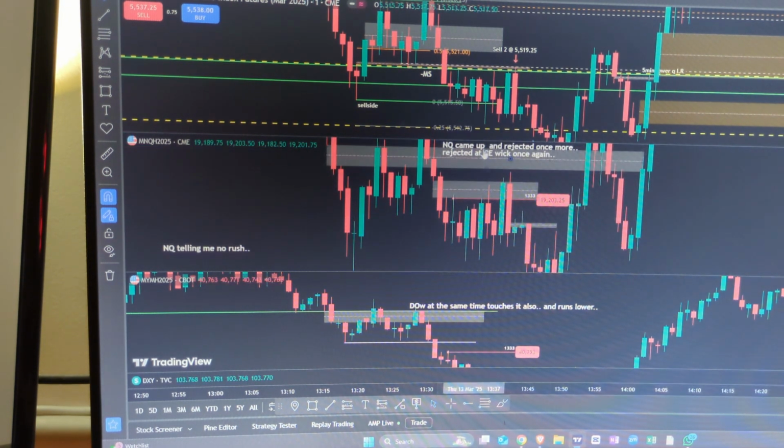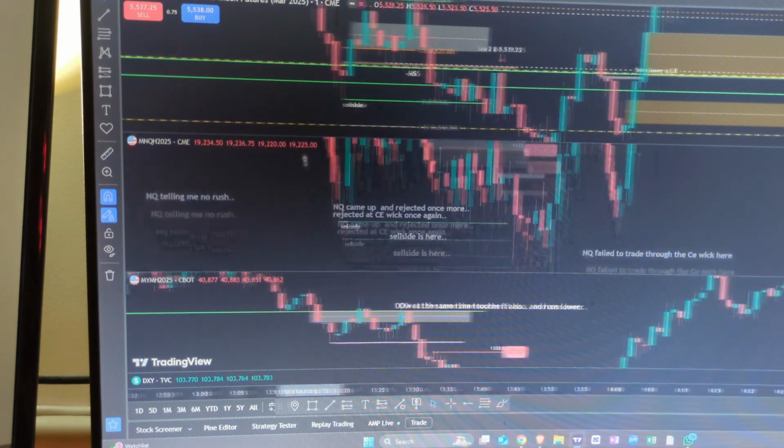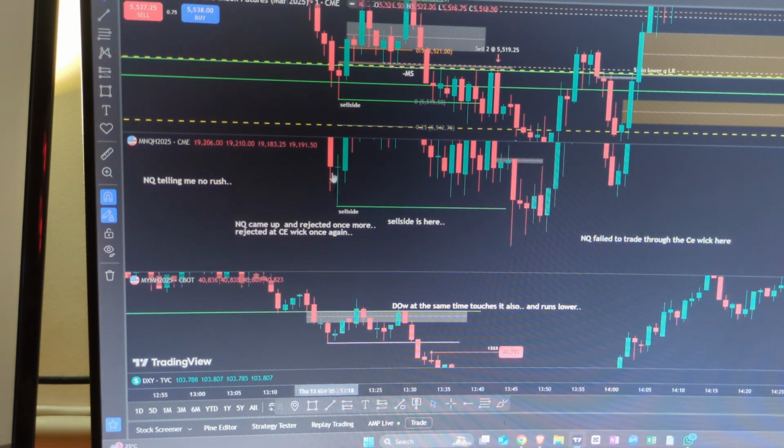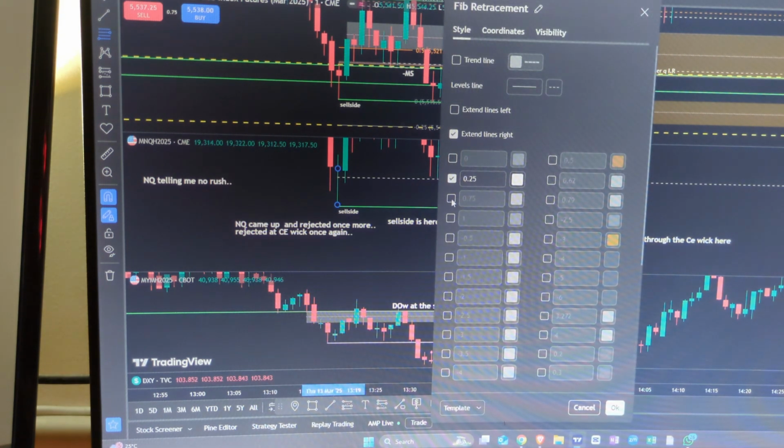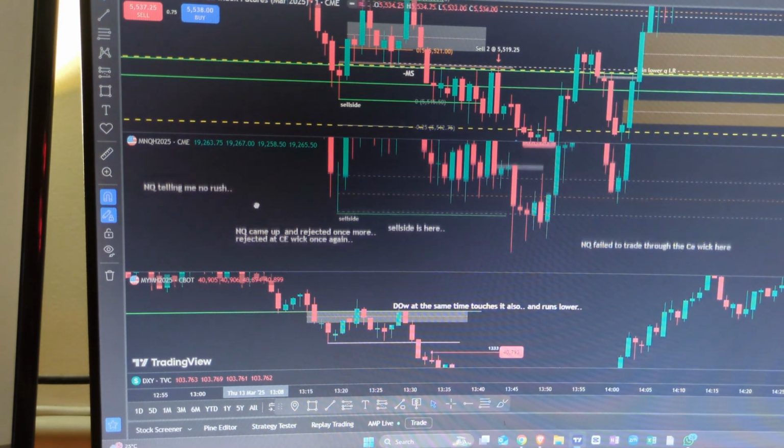So why is it not going down yet? Next, you can see this wick, this swing low here. If you measure this and just pull out the 0.5 level, you can see it was supporting here.